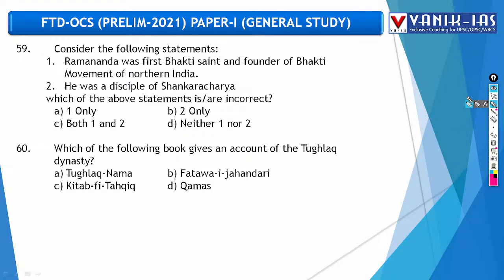Consider the following statements. Ramananda was the first Bhakti saint and founder of the Bhakti movement in northern India. He was a disciple of Shankaracharya. Which of the following statements are incorrect?